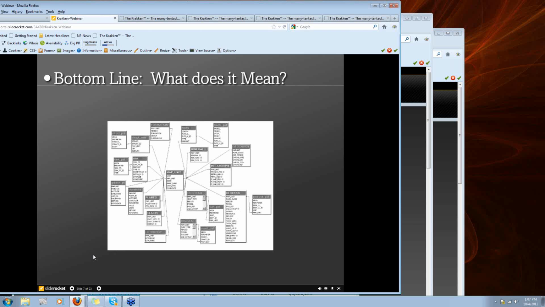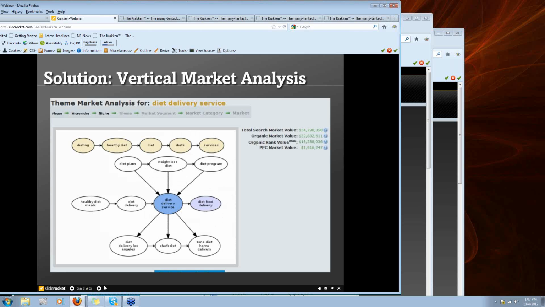So as we pulled all of these data bits together, kind of like this entity relationship diagram that you see on the screen here, when we tried to make sense out of it, the thing that we kept coming back to is, how do we make meaning out of all of this data? How do we take all of this stuff and actually give useful information so that you can understand your market, first of all, and then create a website that's going to make sense to the people that you're trying to connect with? And so, to that end, we designed a vertical market analysis tool.